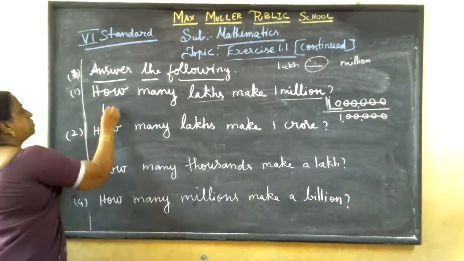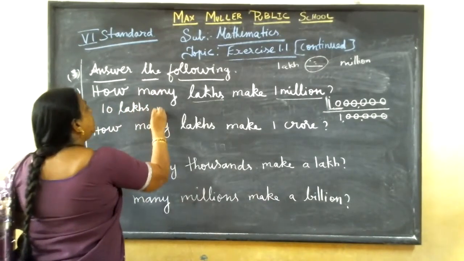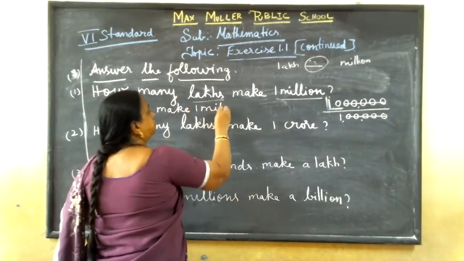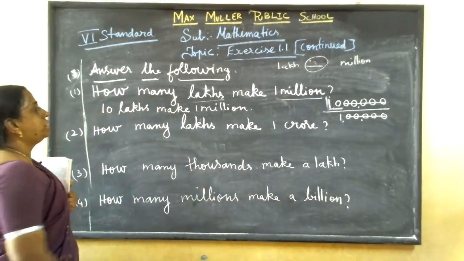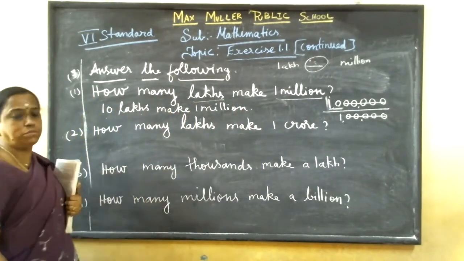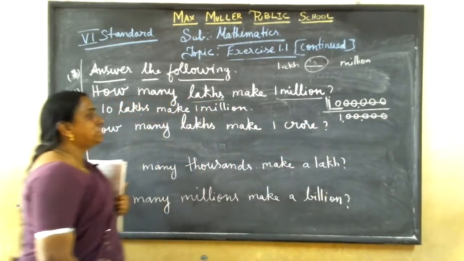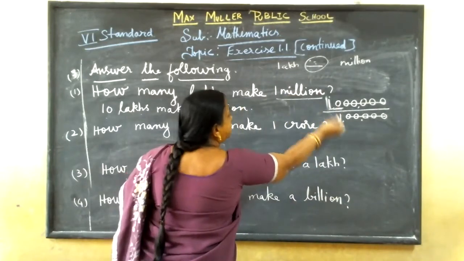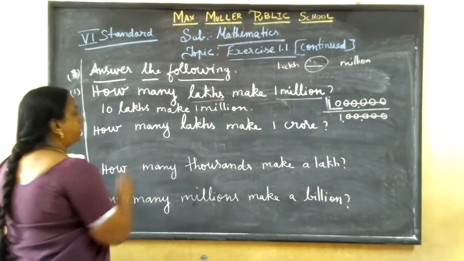So here, what you should write? 10 lakhs make 1 million. How many lakhs makes 1 million? 10 lakhs is equal to 1 million. Got it? How to find? Instead of doing long division, take greater number divided by smaller number, you will get that answer. Okay. Now next question will go.